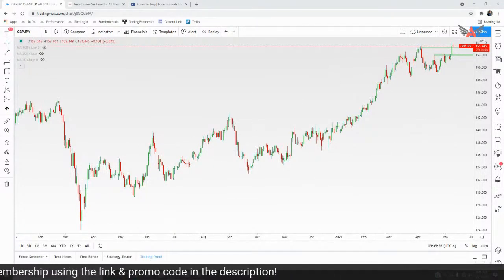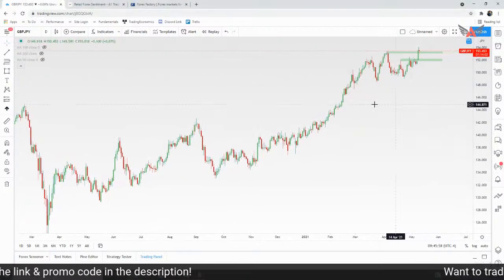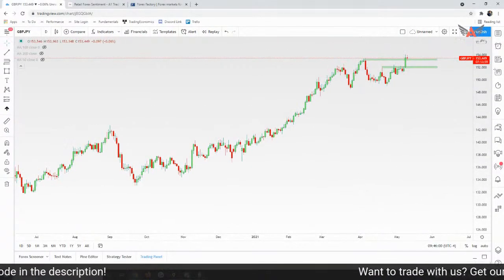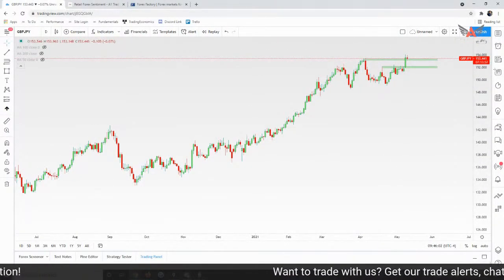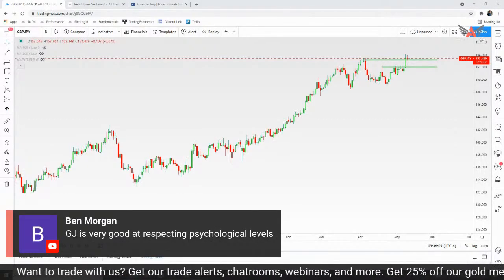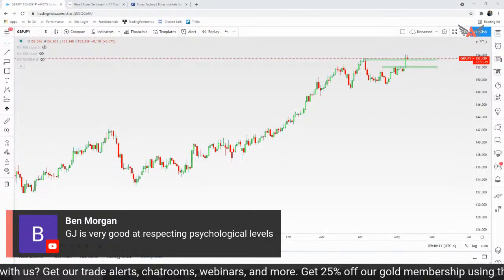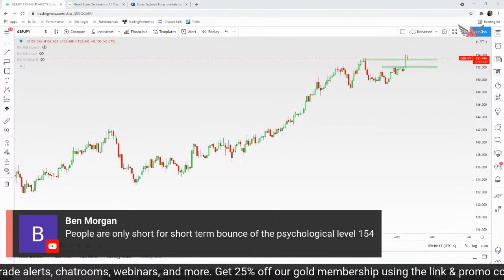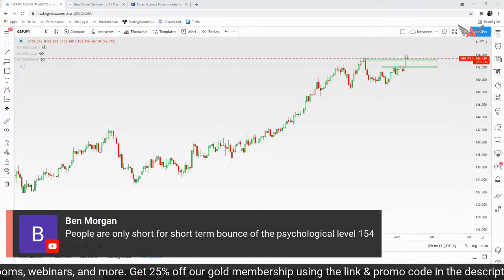Okay, so that's what I'm thinking on the pound yen. What do you guys think? Like I said, we asked before what pound yen is looking at, so I'm going to read through some of the comments. GJ is very good at respecting psychological levels. Let's see what else people have to say. People are only short for a short-term bounce off the psychological level of 154.